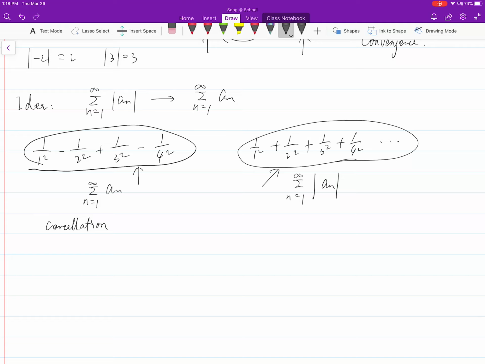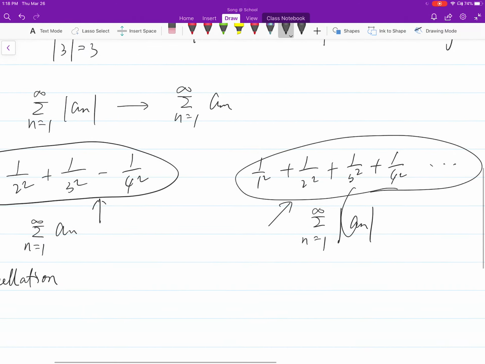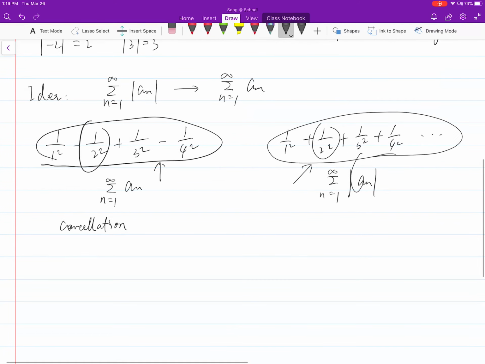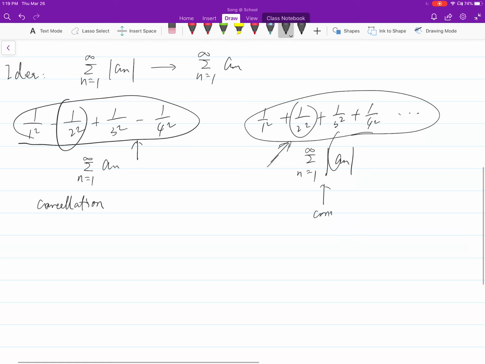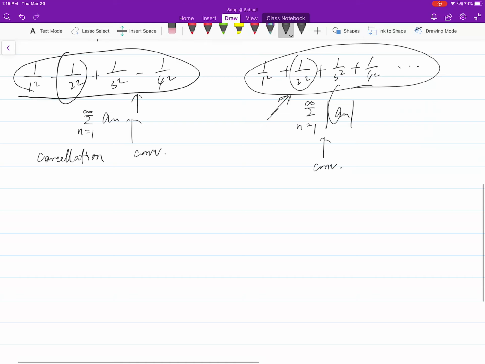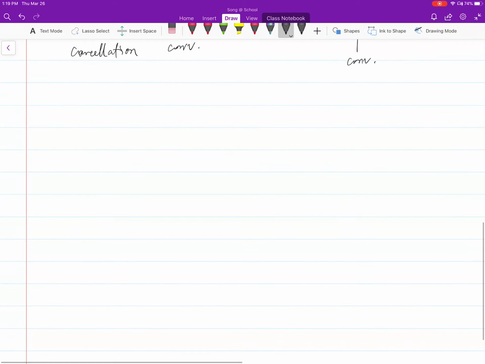If that idea makes sense, this one always adds up. This one sometimes adds up, sometimes actually subtracts, sometimes goes down, but they have exactly the same terms. Then, of course, the one on the right, after you take the absolute value, will give you a way bigger value. Then, if this one converges, it's enough to say this one converges. That's one side. If without cancellation it's convergent, then not to mention with cancellation it's definitely convergent.